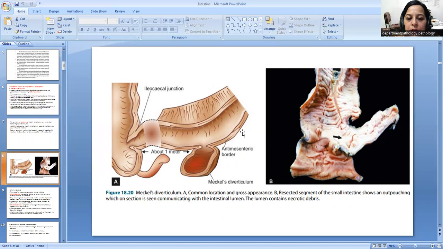So here we can see an outpouch growth, which is Meckel's diverticulum, and it is at the antimesenteric border. This is the gross, and here we can see that the lumen contains the necrotic debris.